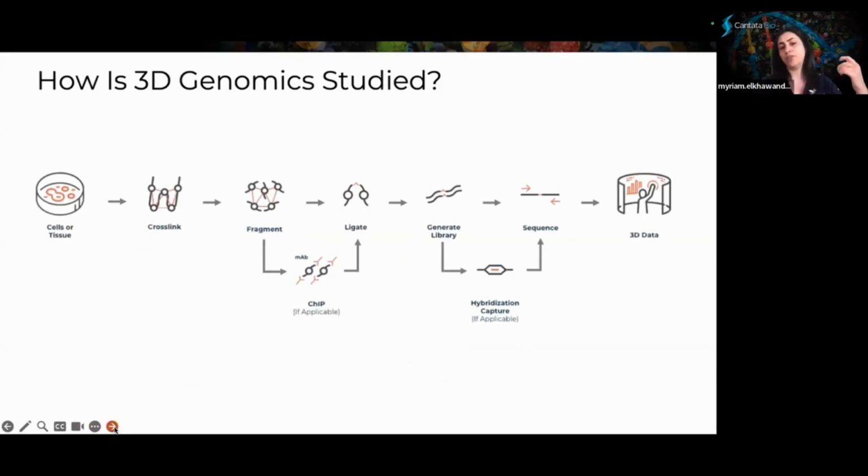So how is 3D genomics studied? There are different techniques for studying 3D genomics, one of which, one of the most prominent techniques, is chromatin capture conformation.